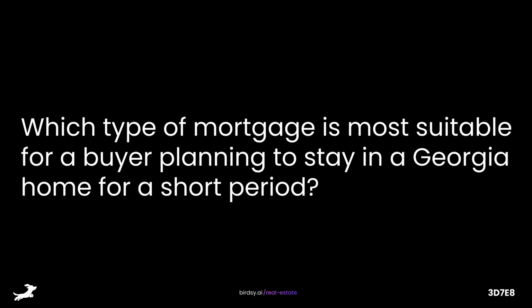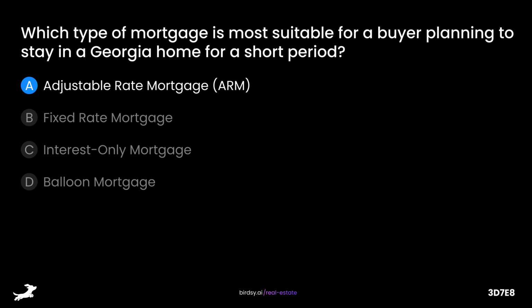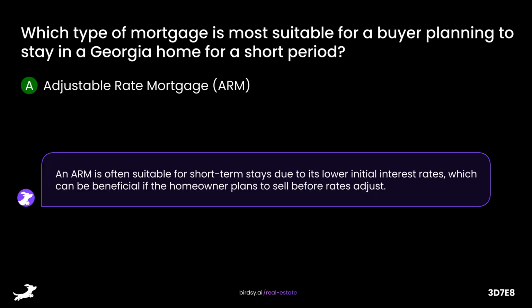Which type of mortgage is most suitable for a buyer planning to stay in a Georgia home for a short period? Is it A. adjustable rate mortgage, B. fixed rate mortgage, C. interest-only mortgage, or D. balloon mortgage? The answer is A. adjustable rate mortgage. An ARM is often suitable for short-term stays due to its lower initial interest rates, which can be beneficial if the homeowner plans to sell before rates adjust.